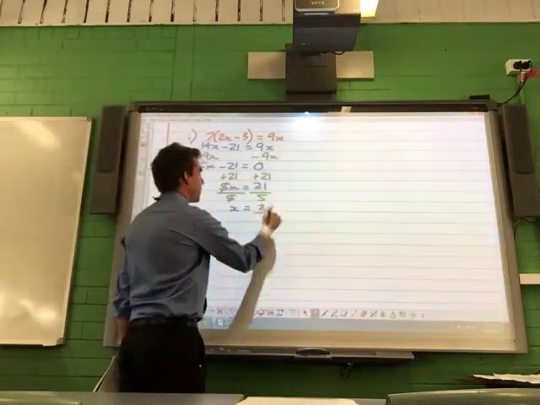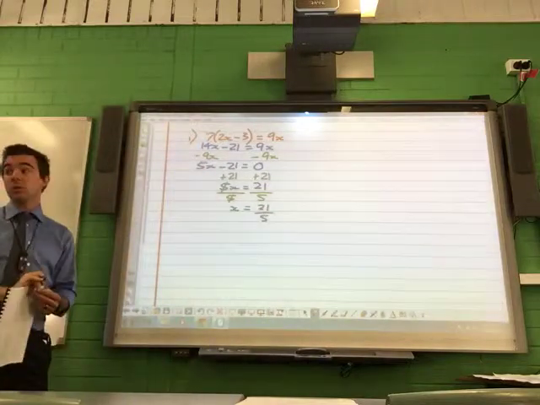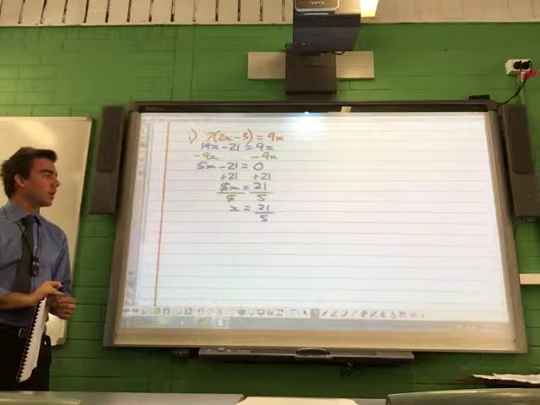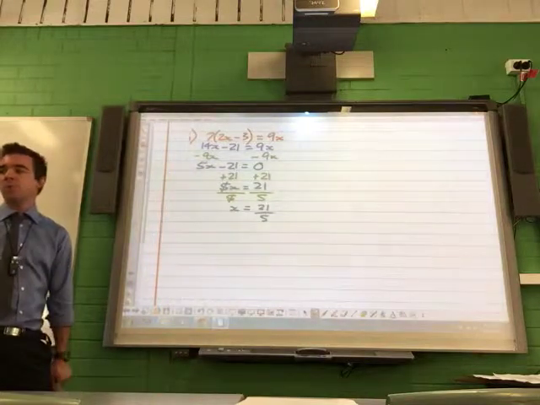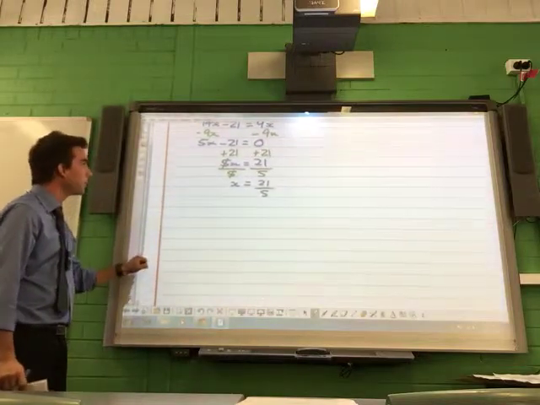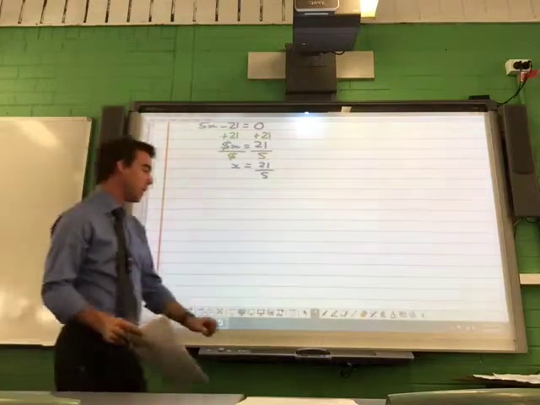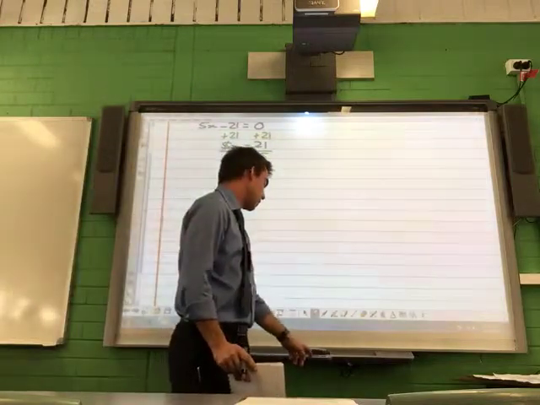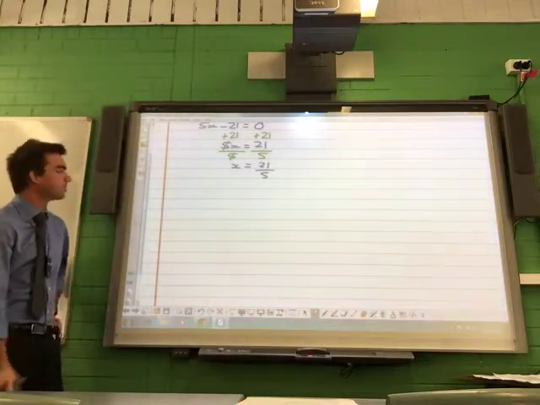And again, I haven't specified the format of your answer, so just leaving it like that, of course in simplest terms. So if 21 and 5 have a common factor other than 1, I should be simplifying. Always simplify a fraction to the simplest form, unless told otherwise. But I haven't been told the format of the answer, so I'm going to leave it like that and not create an extra line of working for myself. Okay, saving time.